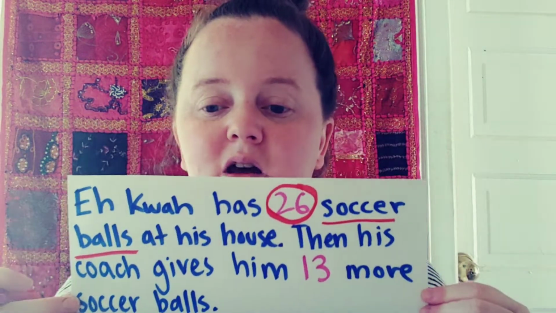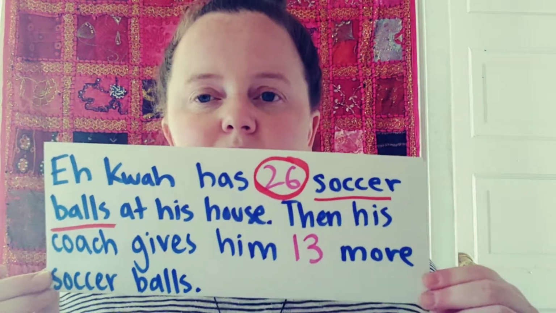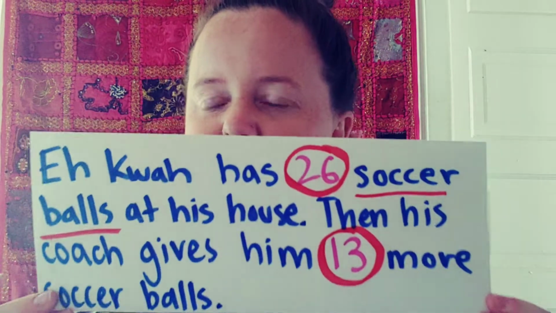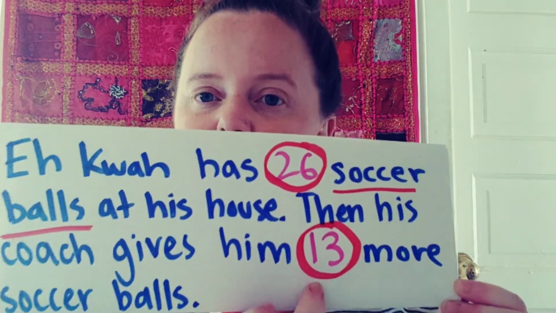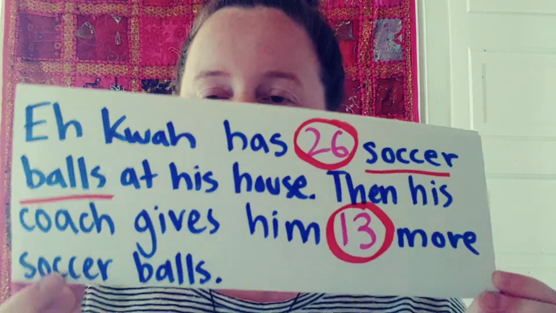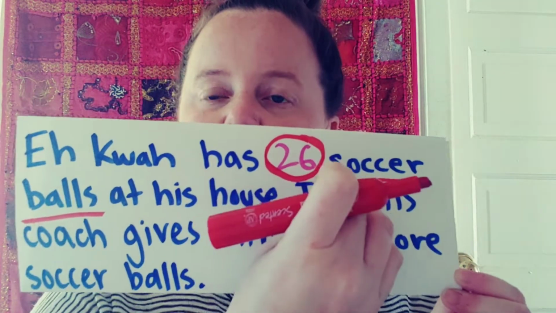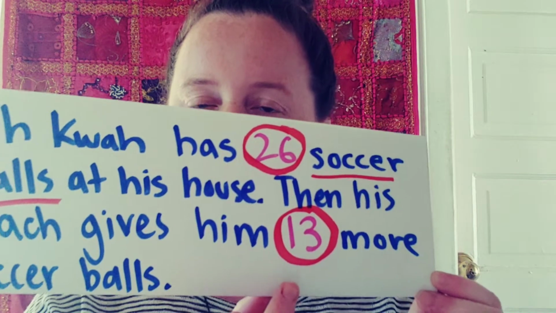I also see another number. What is the second important quantity in this problem? I see the number 13. So we're going to circle the number 13. 13 what? What does the quantity 13 represent? It represents 13 more soccer balls. So he has 26 and he's going to get 13 more soccer balls. So I'm going to underline more and soccer balls.